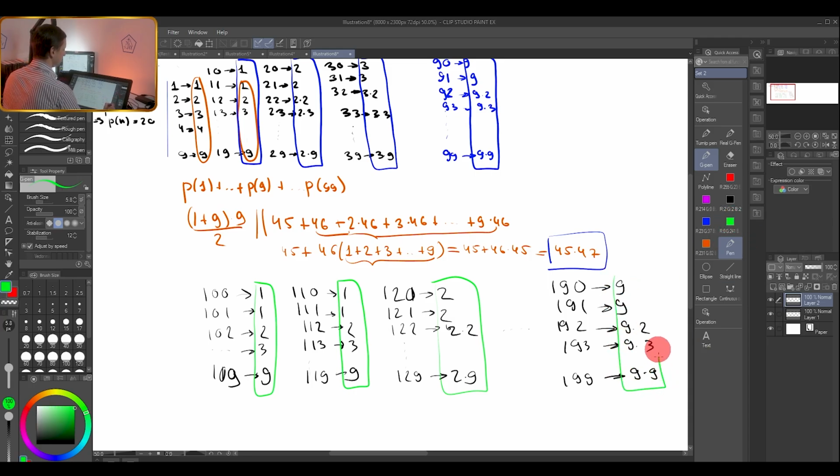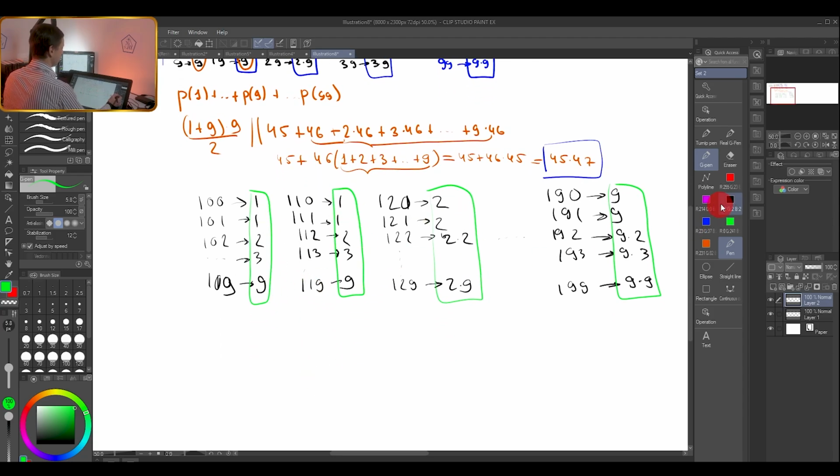So, if you add up all these numbers, what sum will you have here? The sum will be exactly p of 100, which is this number, plus p of 101, which is this number, and so on, and you will finish at p of 199. So here we have exactly 100 numbers. The sum of these is 46. It's the sum of the first column. The sum of the second column is also 46.